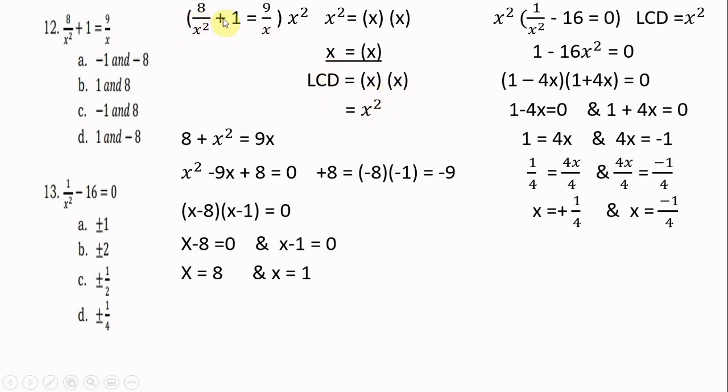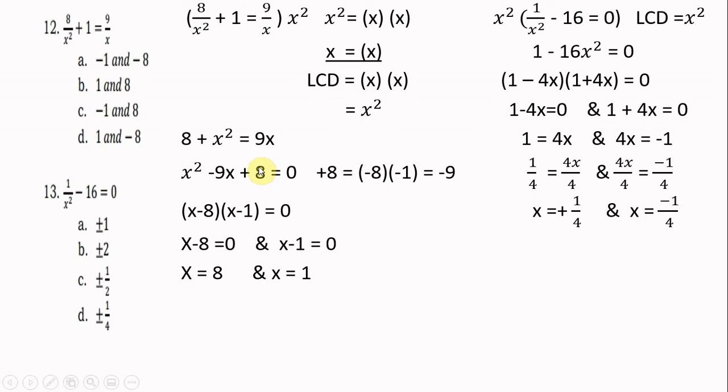Let's multiply each of the terms of the rational equation by the LCD, which is x squared. So x squared cancels, and the only remaining is 8. x squared divided by x squared, that's 1 times 8, that's 8. x squared, here there is 1 divided by 1, that's x squared times 1, that's x squared, is equal to x squared divided by x, that's x times 9, that's 9x. Okay, we have here a quadratic equation: x squared transpose 9x, that's negative 9x plus 8 is equal to 0. Now let's factor this to find the value of x.